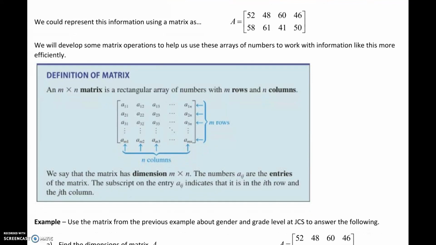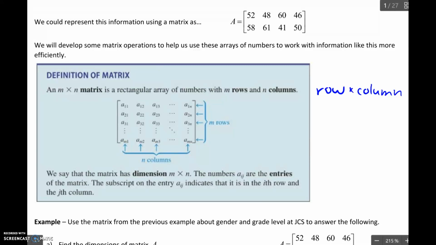We'll develop some matrix operations to help us use these arrays of numbers to work with information like this more efficiently. So an m by n matrix is a rectangular array of numbers with m rows and n columns. You say m by n, or 2 by 3 or whatever. Your rows are horizontal lines and your columns are vertical lines, like the columns on a building. You label the dimensions of the matrix as row by column, so the number of rows by the number of columns.